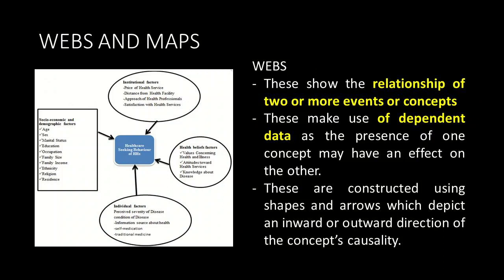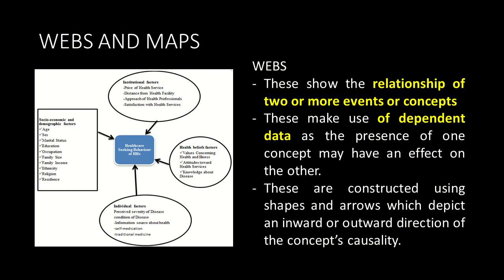Okay, on to the last one. We have webs and maps, and we begin with webs. So, what are webs? Webs show the relationships of two or more events or concepts found in a text. Make sure to keep in mind that the information found in your webs would be dependent data. Again, this means that one variable affects the other.